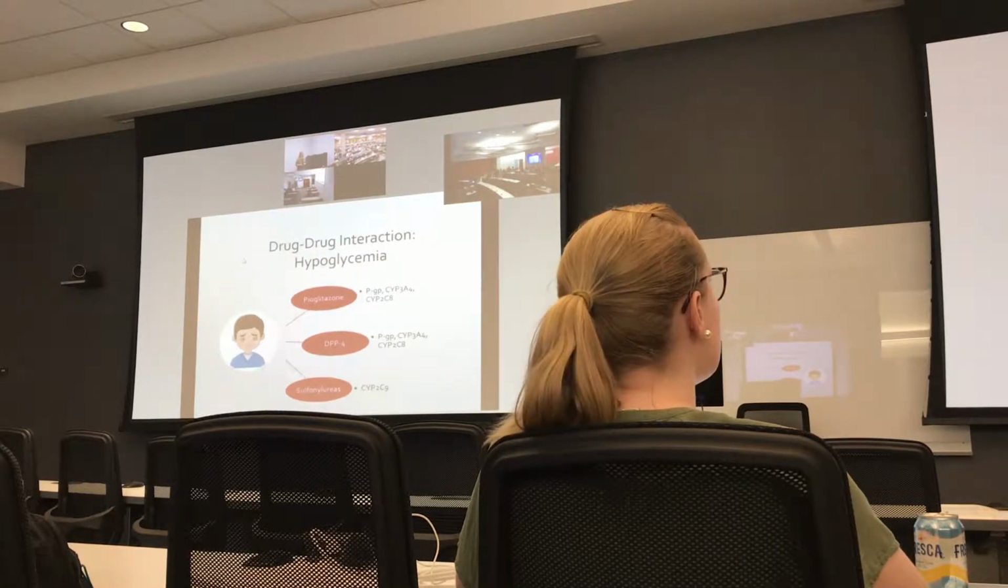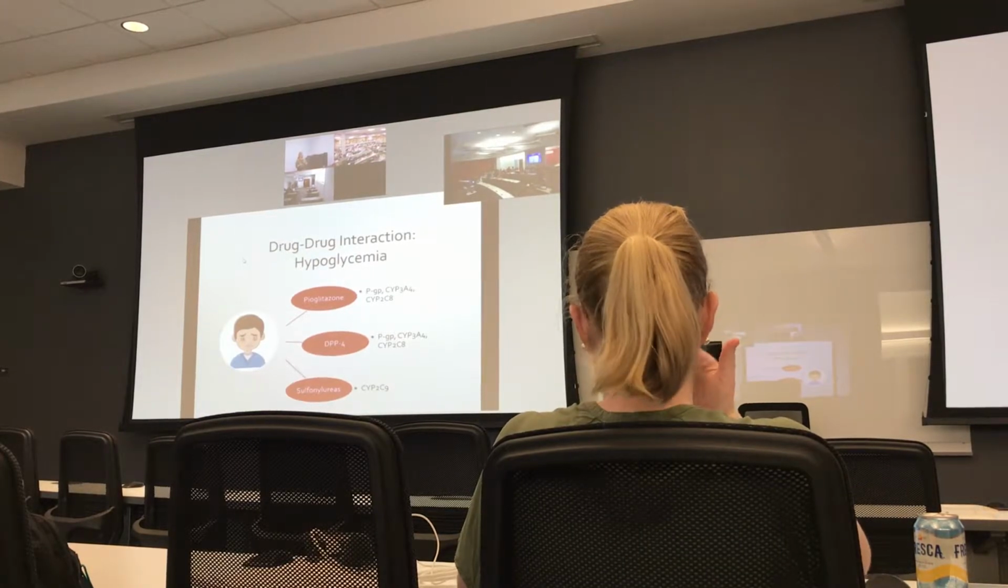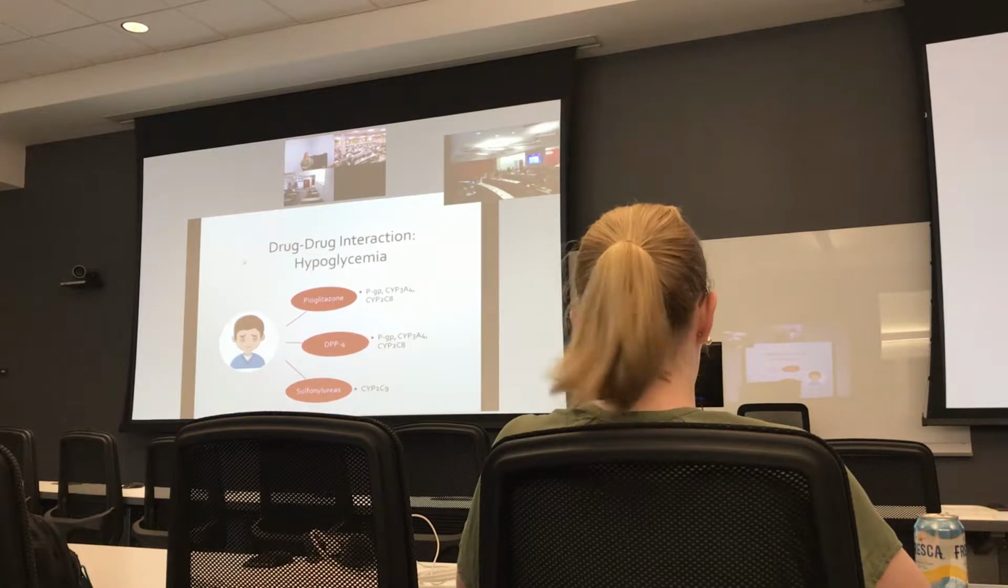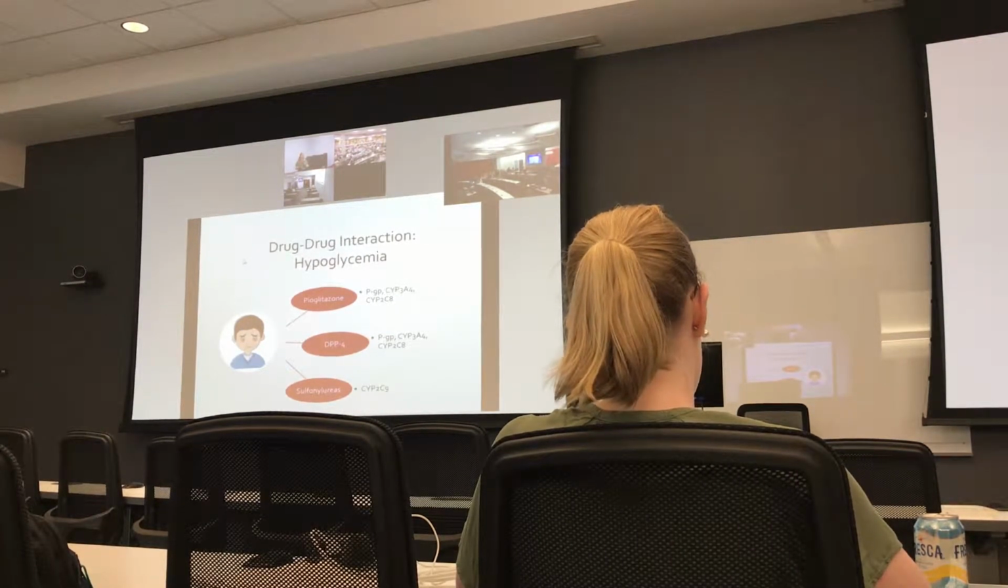We have drugs in the same class, or drugs that treat the same disease state, like we do in this case, where we have SGLT2s or DPP4s. They go through the same enzymes already, and then make sure we're not adding on to that. Okay.